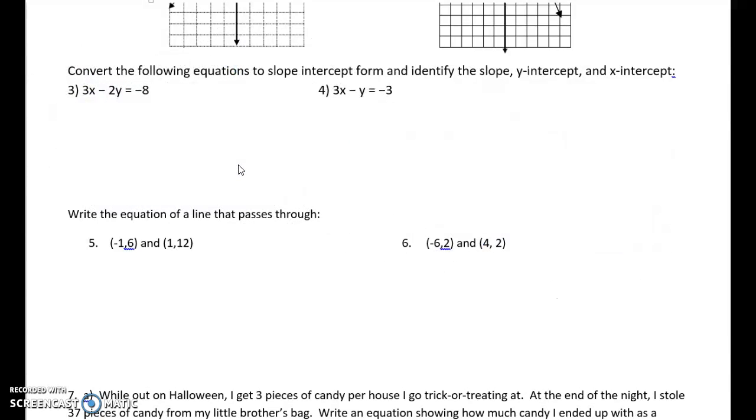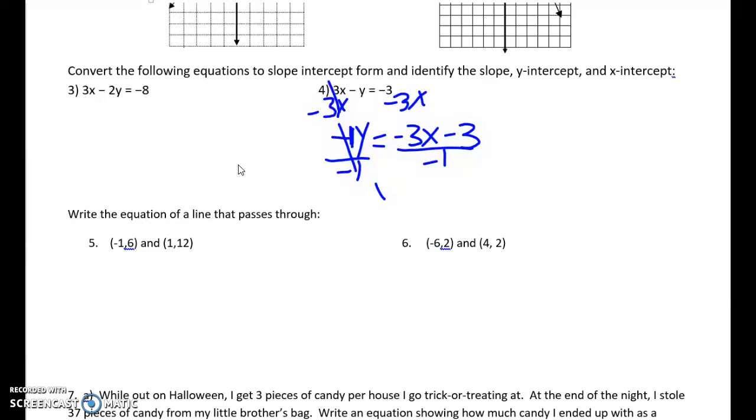Same thing here. Solve for y. Get y by itself. Minus 3x. Minus 3x. Negative y equals negative 3x minus 3. This is a negative 1y right there. Divide by negative 1 to everything. I have y equals negative 3 over negative 1, which is positive 3x. Same thing there, plus 3.